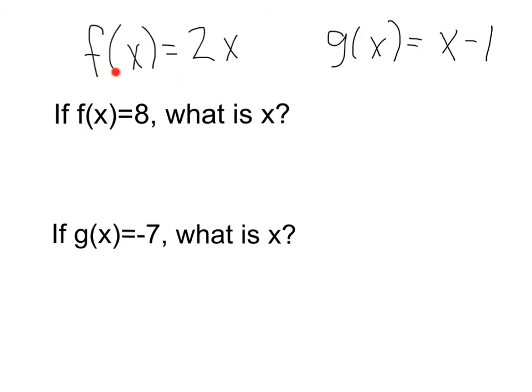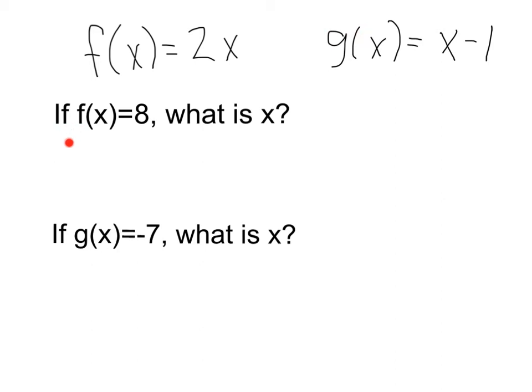Here we have f of x equals 2x and g of x equals x minus 1. Now this g here just represents a different function. We have a function for f and we have a function for g. You can have a function of any letter, a, b, c, d, e, f, g, h, i, j, k, l, m, n, p, q, r, s, t, u, v, w, x, y, or z. In this case, just f and g.